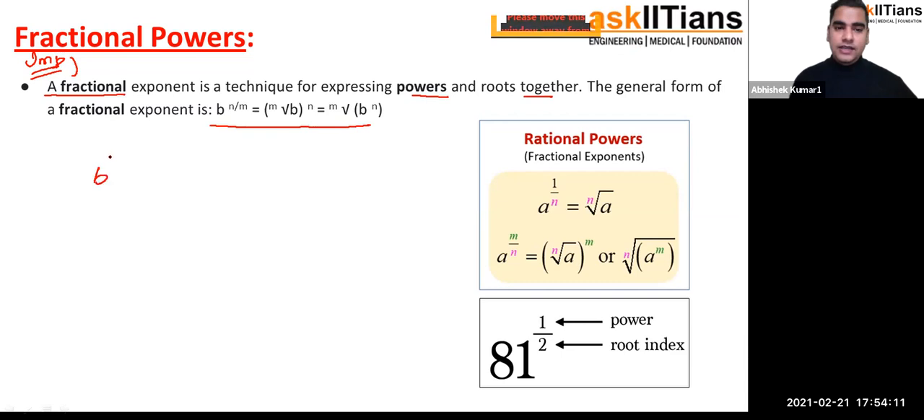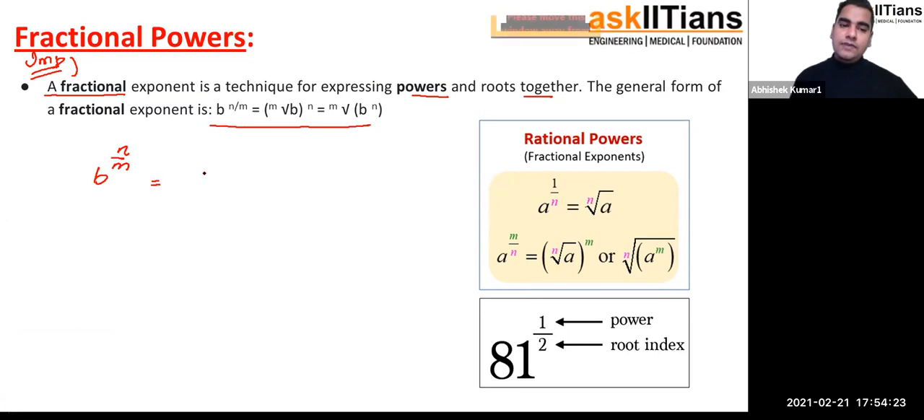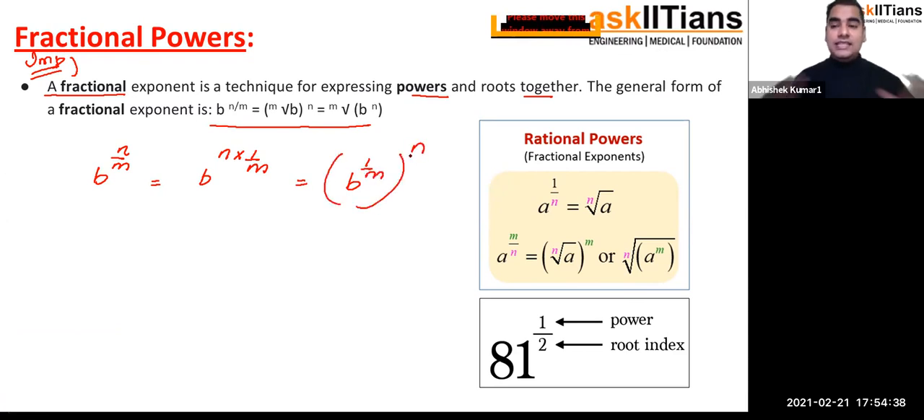They have written b raised to the power n by m, right? B raised to the power n upon m. Can we write this as b raised to the power n into 1 upon m? We can write that. True. And this can further be written as b raised to the power 1 upon m, that is whole raised to the power n. This is as per the rules of exponent.